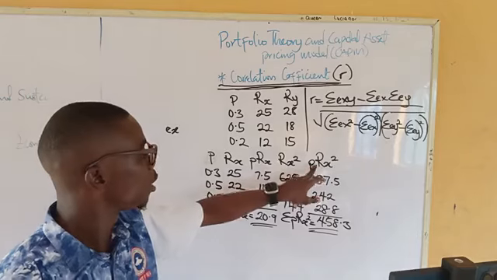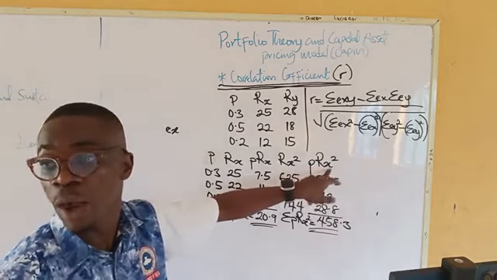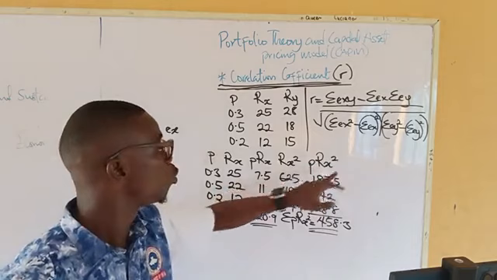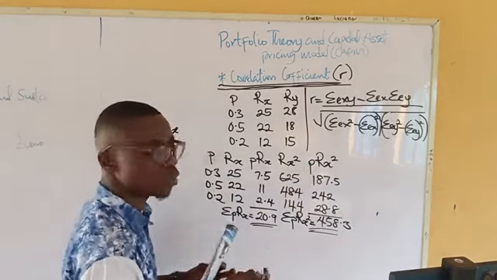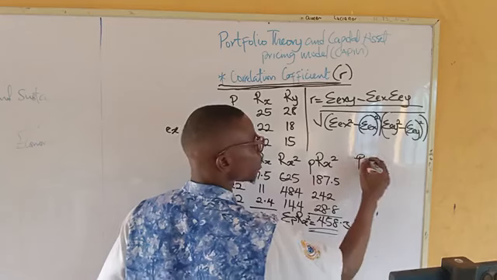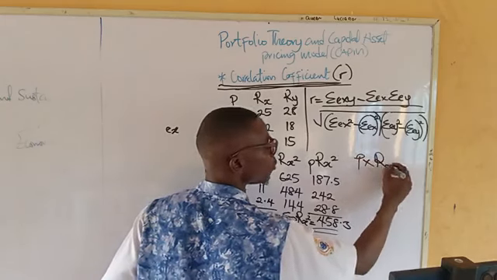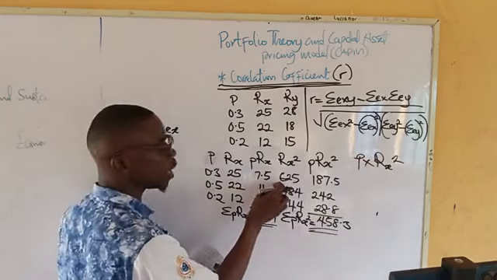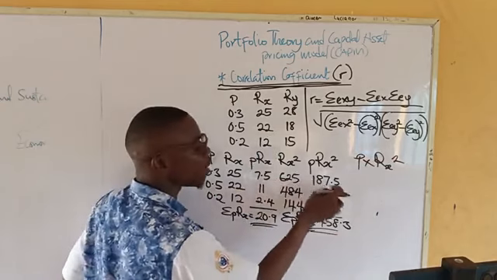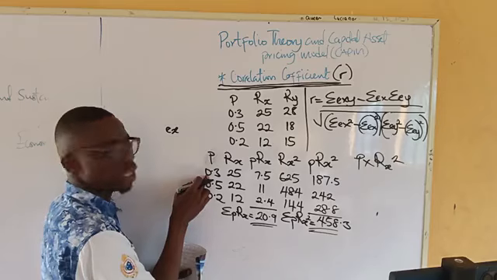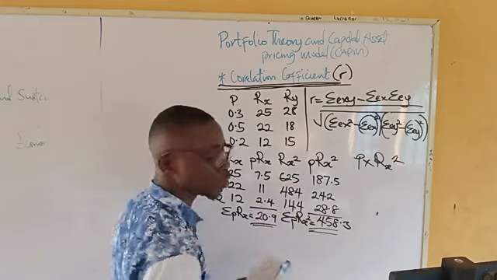This is P. This is return of x raised to power 2. Look at the return of x now. It means P times what? Return of x raised to power 2. And this is your return of x, which is 625, times this P, which is 0.3. So you have this.